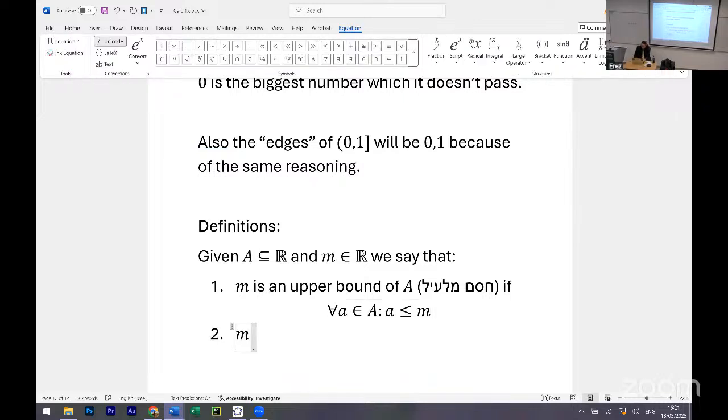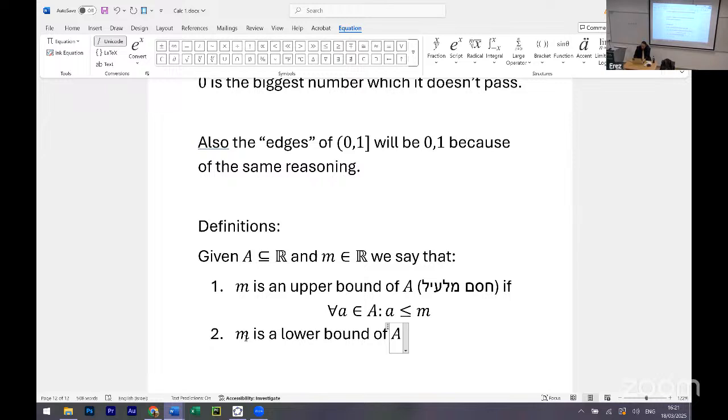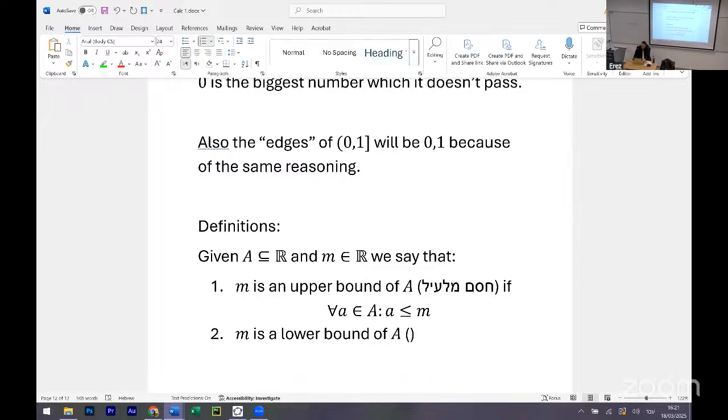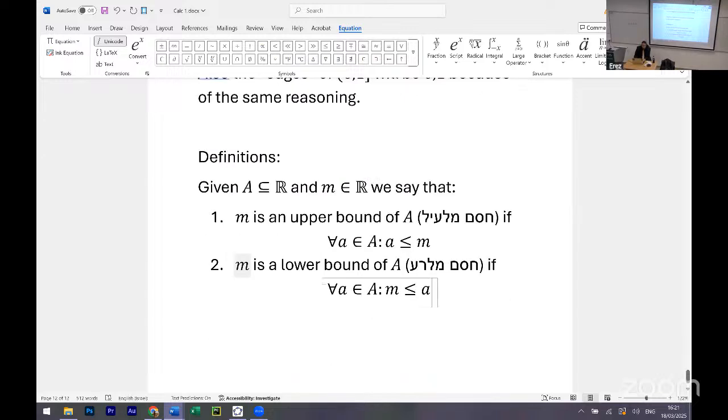M is a lower bound of set A, Chassam Mil-Ra, if for all a in A, M is less than or equal to a. Agreed?